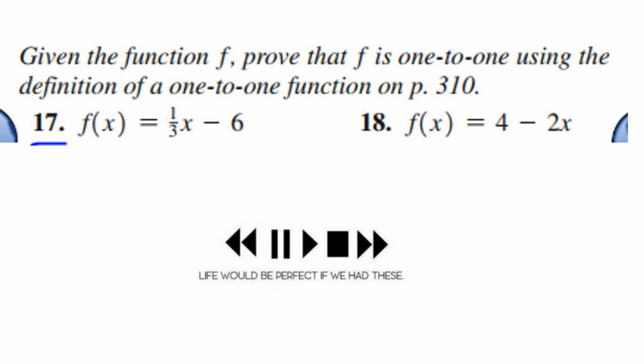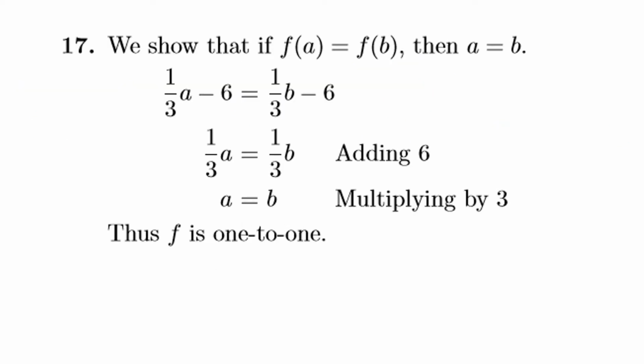We're going to do problem 17. The directions say, given the function f, prove that f is one-to-one using the definition of a one-to-one function. So number 17 is f of x is equal to 1/3 x minus 6. Hit pause now. Let's see how you did.